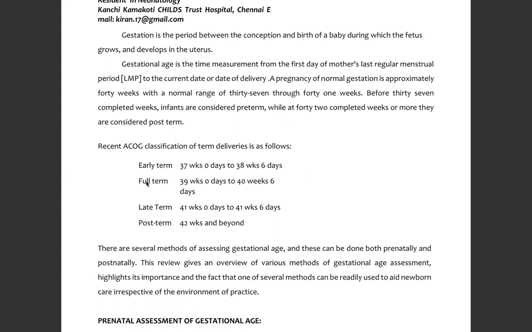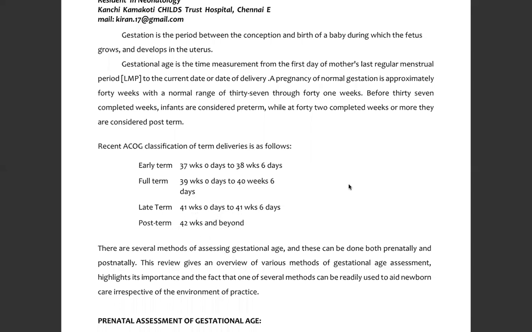Based on this, how do you calculate? How do you decide the term baby? How do you classify the term baby from 37 to 42 weeks? It can be classified into early term, full term, late term, and post term. Early term is 37 to 38 weeks, full term is 39 to 40 plus 6, and late term is 41 to 41 plus 6. More than 42 weeks is post term.